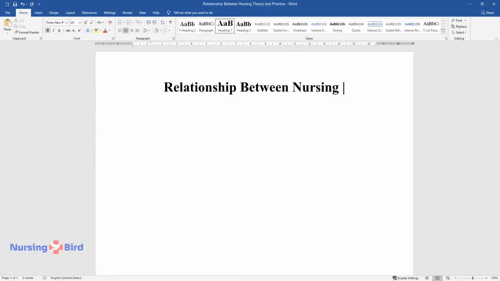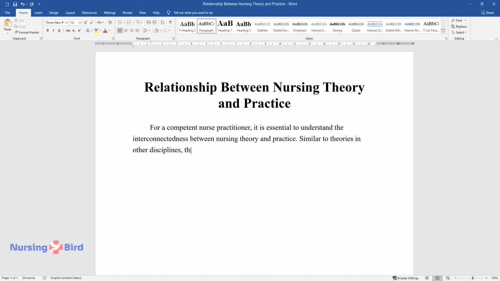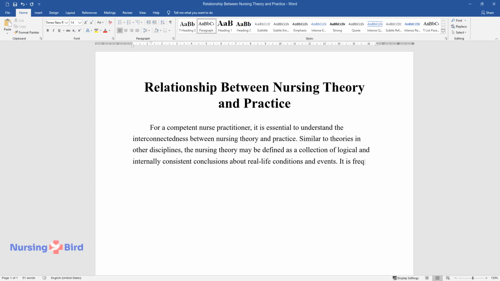Relationship between nursing theory and practice. For a competent nurse practitioner, it is essential to understand the interconnectedness between nursing theory and practice. Similar to theories in other disciplines, the nursing theory may be defined as a collection of logical and internally consistent conclusions about real-life conditions and events. It is frequently based on observations made by healthcare providers in various nursing situations.